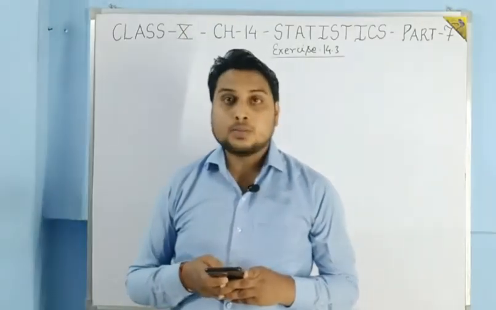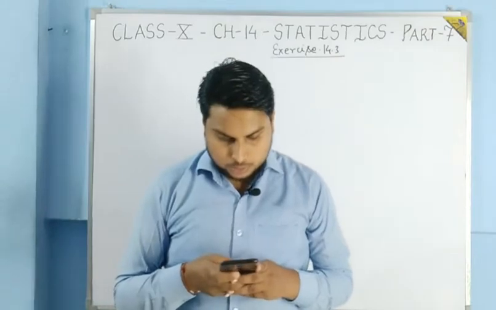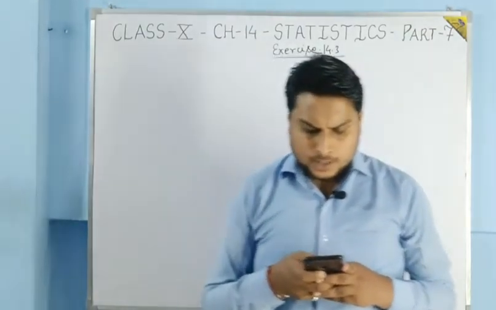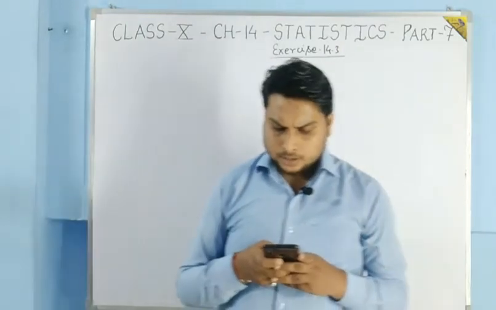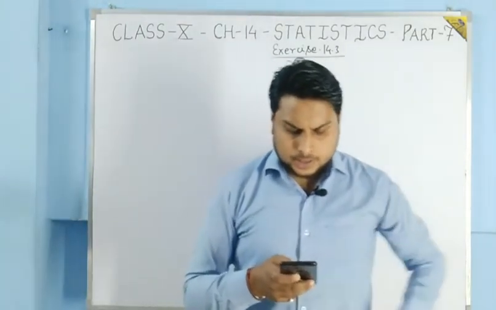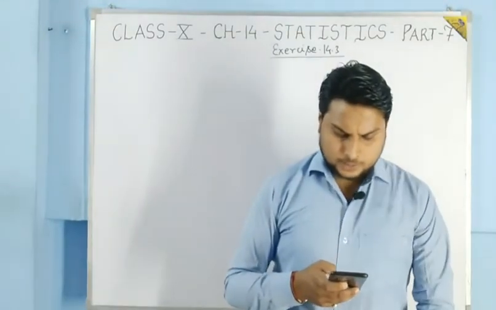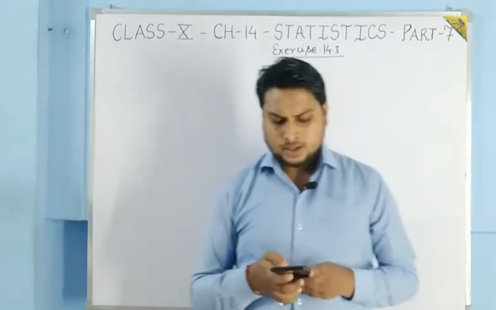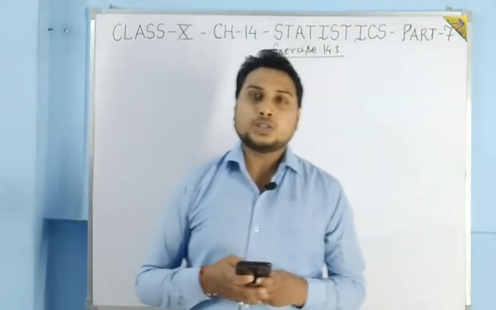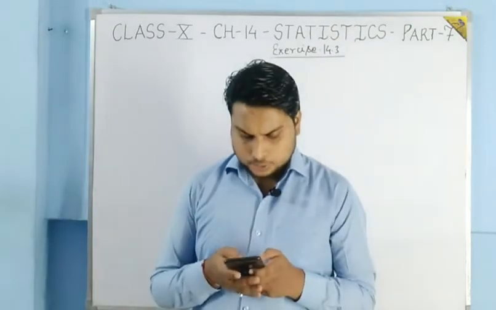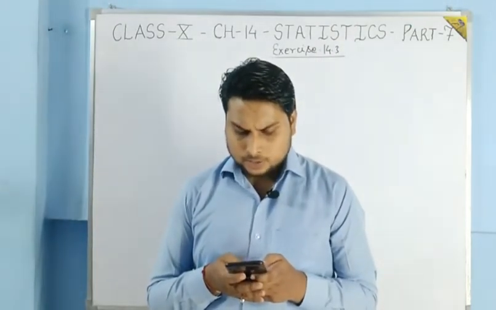Now students, coming to question number 4. The fourth question is: the lengths of 40 leaves of a plant are measured correct to the nearest millimeter, and the data obtained is represented in the following table. One table is given, you have to find the median length. Students, we have solved so many questions like this where we have to find the median. So this question is easy, you can solve it by yourself.